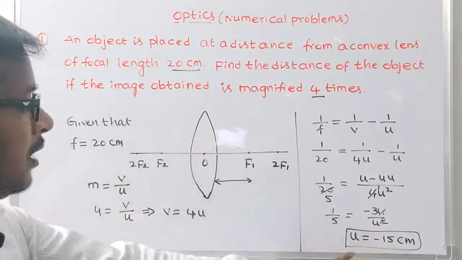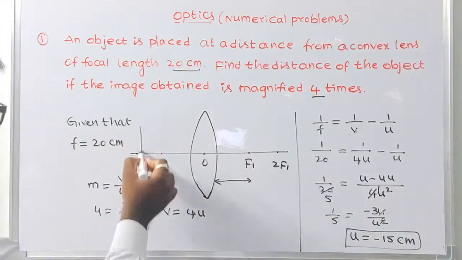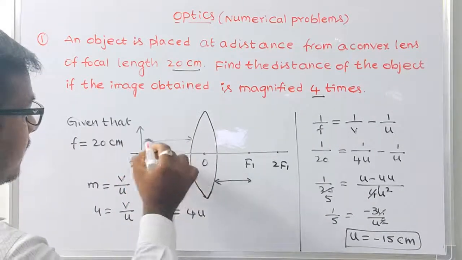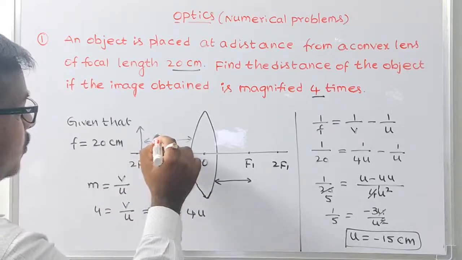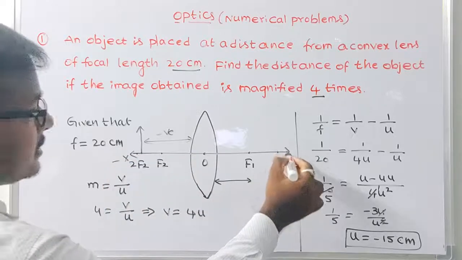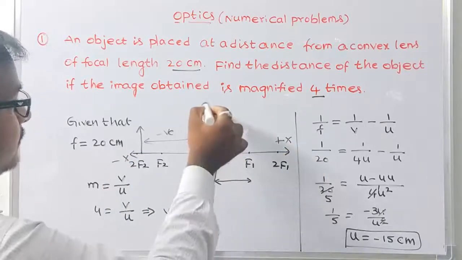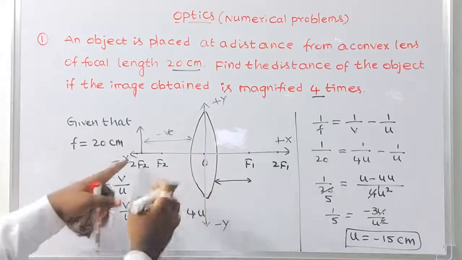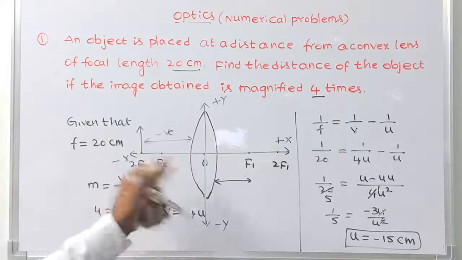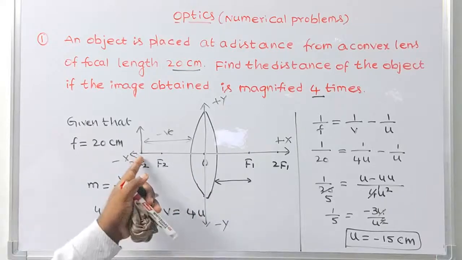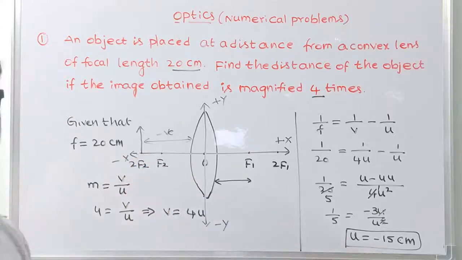This is the problem. The object is always situated in this portion, the left side of the convex lens. This whole area is negative because according to the coordinate system, this is minus x, this is plus x, this is the plus y axis and this is the minus y axis. That's why the object is taken along the left side of the lens. Okay, the object distance is actually negative, indicated as minus 15 centimeter.